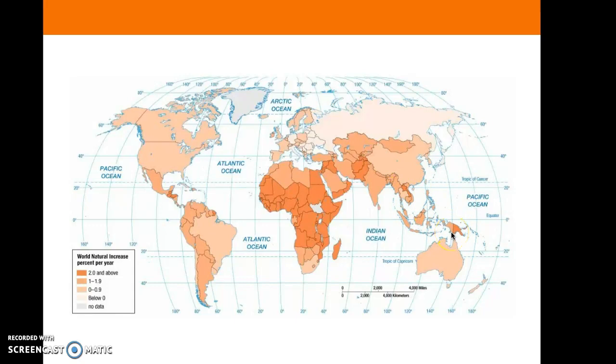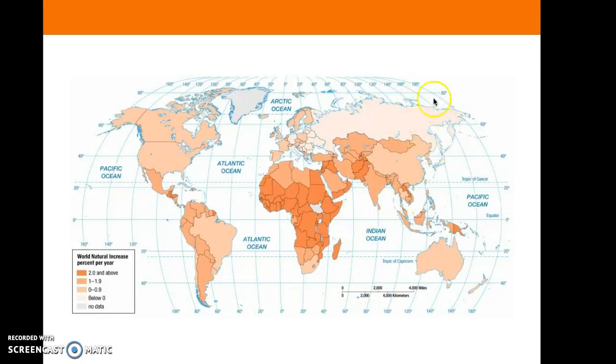You also might notice that most of the places in the world that have a high natural increase rate weren't in those population clusters and weren't listed among the most populous countries. And there are some exceptions. So Pakistan, which is one of the world's most populous countries, has a high increase rate. It's a country that's still rapidly growing.